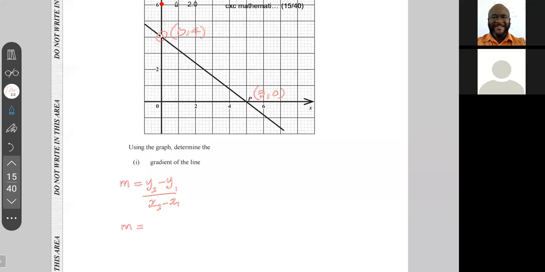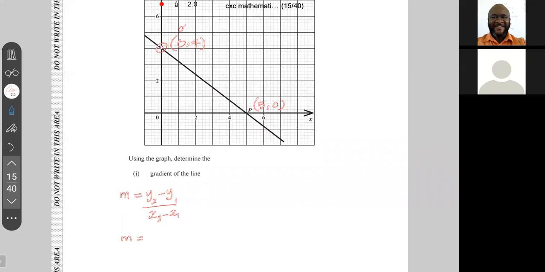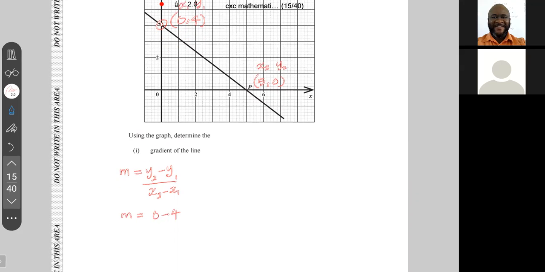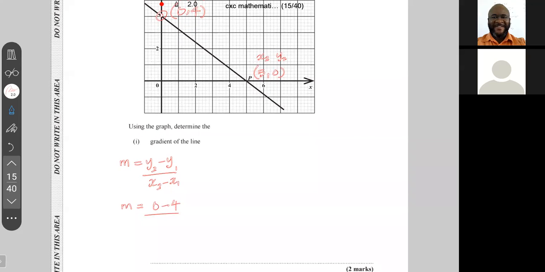All right, so let's make this my x1, y1, and this my x2, y2. So y2 is 0 minus y1, which is 4, over x2, which is 5, minus x1, which is 0. m, the gradient of this line, is minus 4 over 5. That's the gradient.